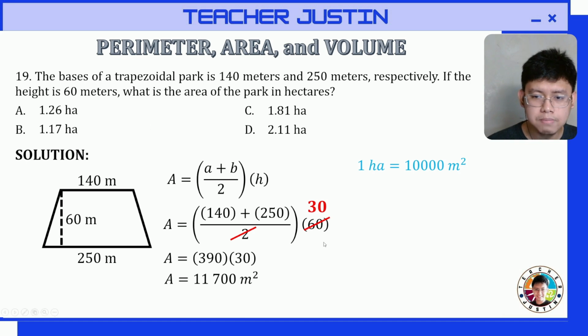So, ang gagawin natin para ma-convert natin to hectares, we will just move the decimal point 4 places to the left. So, move natin si decimal point natin from this point. Usog natin 1, 2, 3, 4. So that will give us the area, which is 1.17 hectares. And that will be our answer. It will be letter B, 1.17 hectares. And that's it. Ta-da!